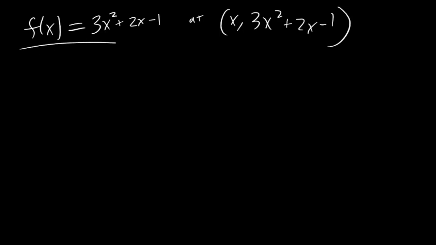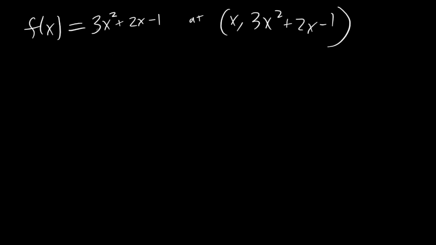So this is what we have here. We have f of x is equal to 3x squared plus 2x minus 1 at x. So this is a position in the graph, basically. So x comma 3x squared plus 2x minus 1. So this is where we are at the graph as the y value, and this is the x value. So the y value is f of x, which is what we're going to use to find the derivative.